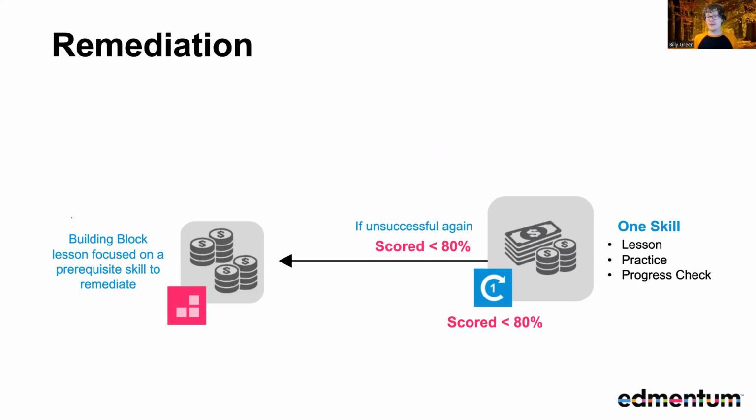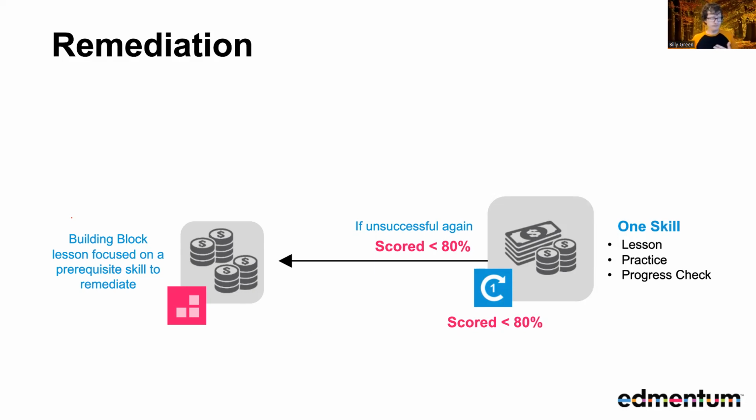I always use theme as an example, just because I'm used to it. So let's just imagine their first skill in reading is theme. What is theme? They're going to do practice on it. They're going to do a progress check. Let's say they fail the first theme skill. They're going to retake that same thing all over again. If they fail it again, that's where the building block comes in. This is a prerequisite skill that helps understand theme.